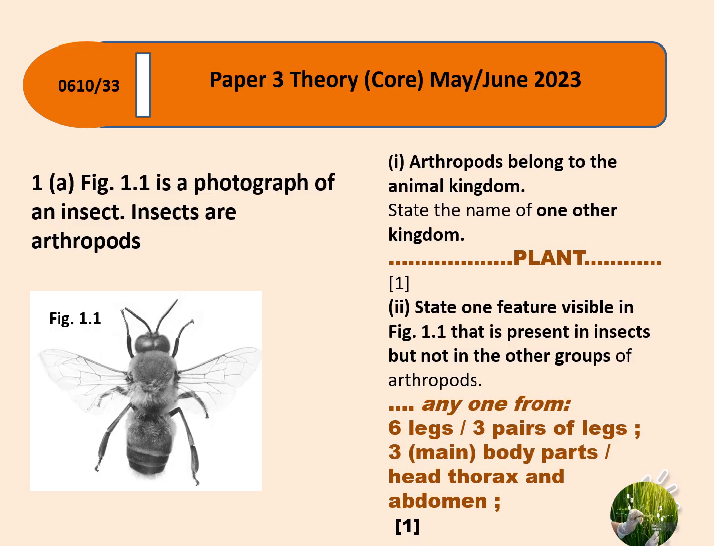Part 2, state one feature visible in figure 1.1 that is present in insects but not in the other groups of arthropods. So one of the most obvious things are 3 pairs of legs. Or you can even write 3 body parts: head, thorax and the abdomen.